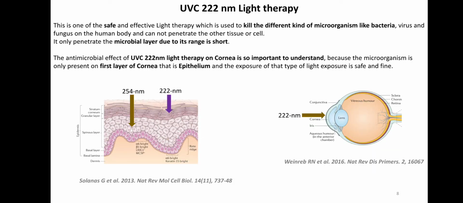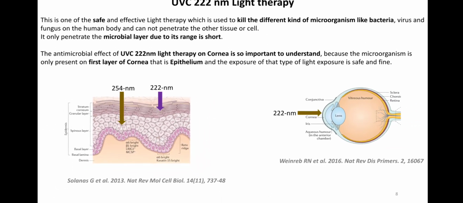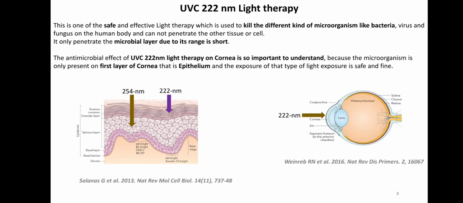This is the UVC 222 nanometer light therapy. As you know, it is a safe and effective light therapy which kills different types of microorganisms on the layer of the skin. It only penetrates the microbial layer because its range is very short. From this picture we can easily get the idea: 222 nanometer light will only penetrate the first layers of the skin, and the same in the cornea, it will only penetrate the first layer of the cornea.